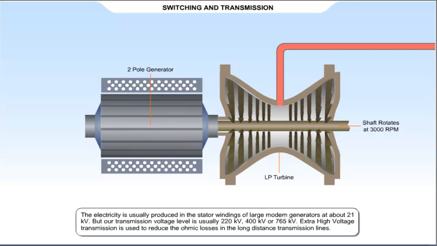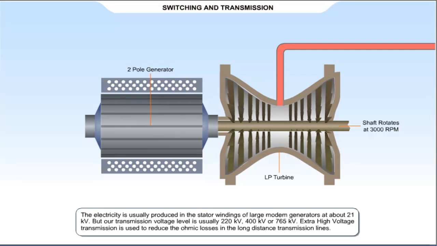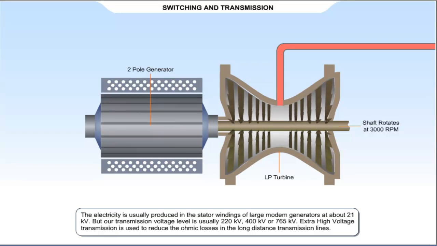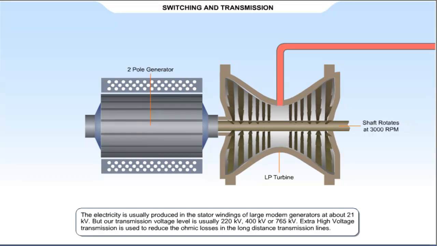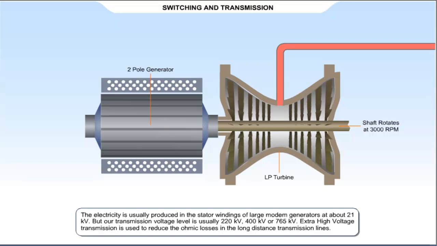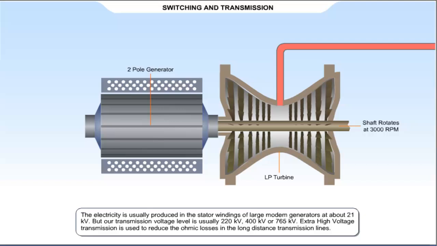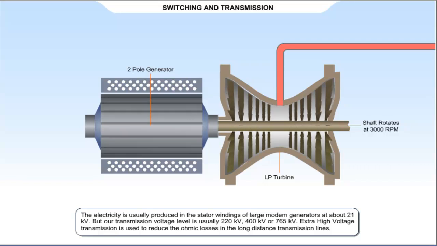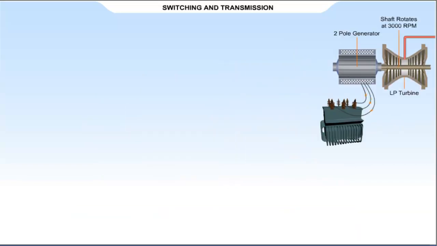second. The electricity is usually produced in the stator windings of large modern generators at about 21 kV. But our transmission voltage level is usually 220 kV, 400 kV or 765 kV. Extra high voltage transmission is used to reduce the ohmic losses in the long distance transmission lines. Generating voltage is raised to transmission voltage with the help of generator transformer.